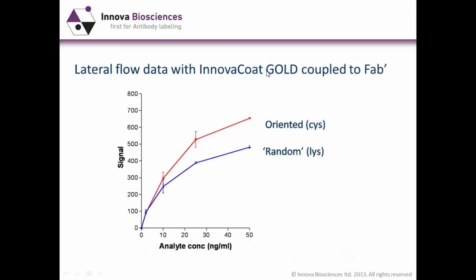Does it help to orient your antibody? Well, you can get improved performance. So this is some lateral flow data with an overcoat gold coupled to Fab, either oriented through cysteine or in a random orientation through lysines, which are distributed across the whole fragment. So you can see that the signal is actually greater with the oriented coupling than with the random coupling.